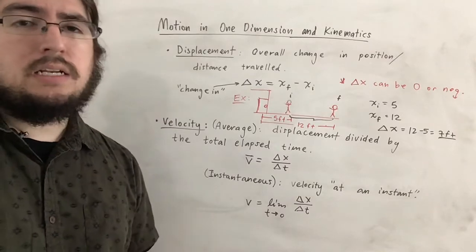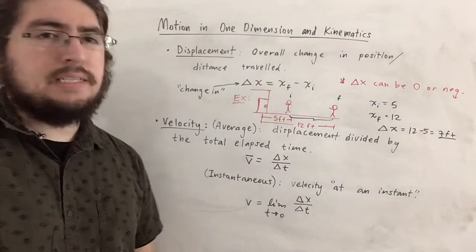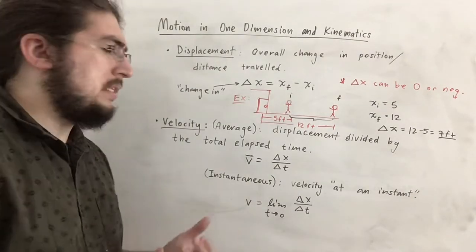Now, velocity is a little different. There are actually two types. There's average and instantaneous. Instantaneous is more for a kind of calculus-based physics, which we won't really be discussing.